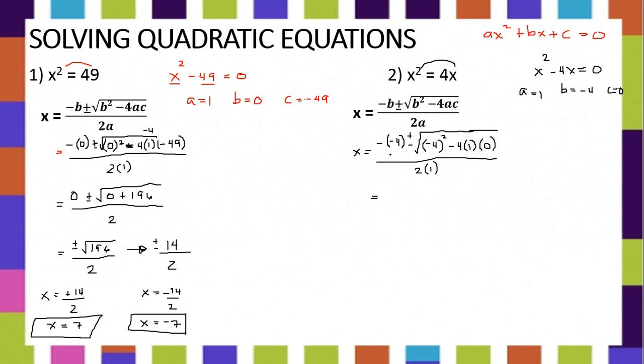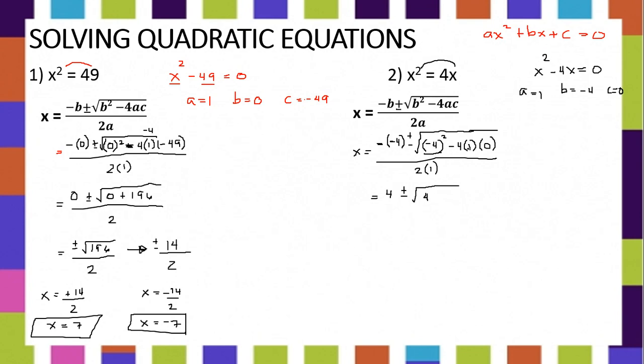Ayan, isi-simplify na lang natin. So, negative times negative 4, it will become positive 4. Okay? Then, positive, negative square root of negative 4 squared. Negative 4 times negative 4 will be positive 16. Di ba ito? Negative 4 times negative 4 will be positive.